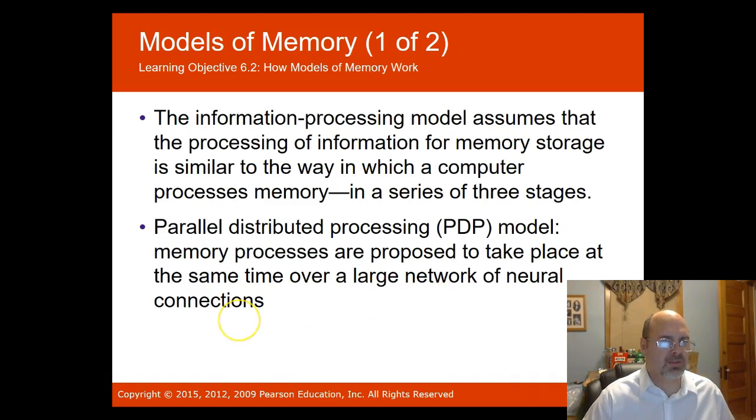Parallel distributed processing model looks at the memory processes that take place over a large network of neural connections. In other words, I'm perceiving and filing information and retrieving new information all at the same time. So those are three parallel processes going on at the same time. Your computer probably is not as complex as the human mind in doing all three of those at once.